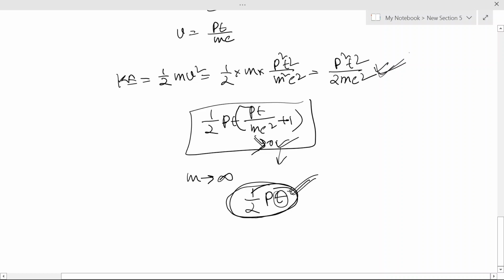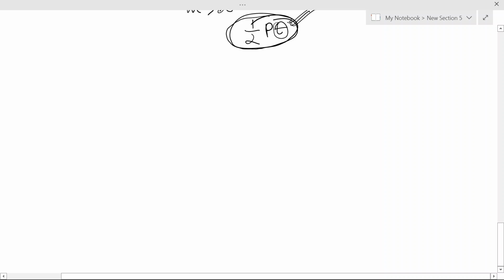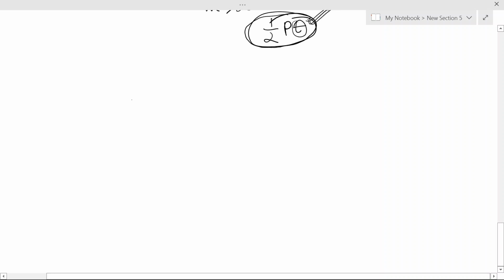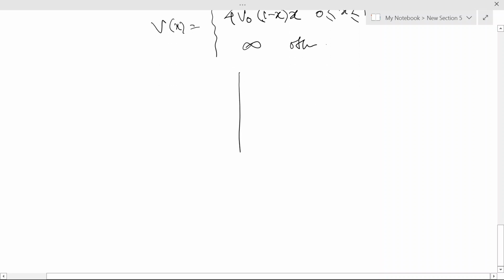So let's move on to the second question. Another question was from part A. This question I have solved already earlier too, but I don't know how the answer is different here. The question is V of x is given as 4V naught into (1 minus x) into x, while x is less than or equal to 1 and greater than or equal to 0, and infinity otherwise. So its potential graph will look like what? Between 0 to 1, because we have to find the wave function between 0 to 1. It has been given in the answer.